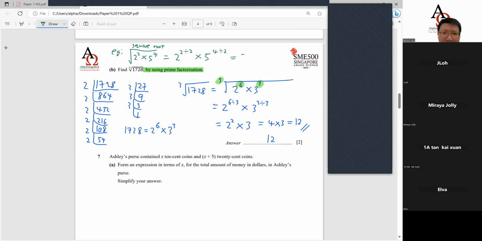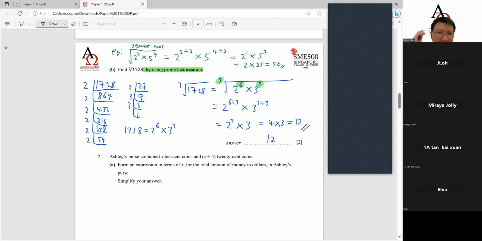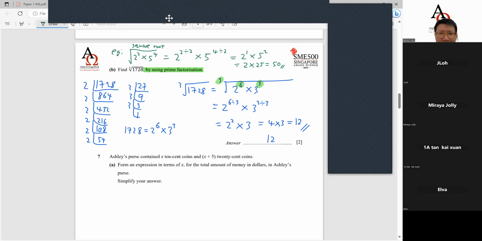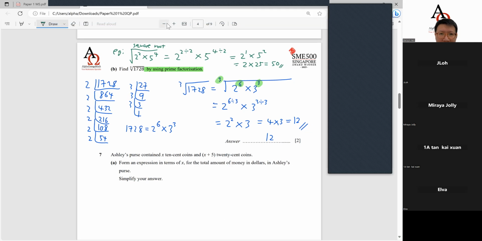And I'll get, which is simply just, okay? So for square root, divide the power by 2. For cube root, divide the power by 3. Must remember this. All right, it is quite important. Okay, let me zoom out a bit, then we can move on.